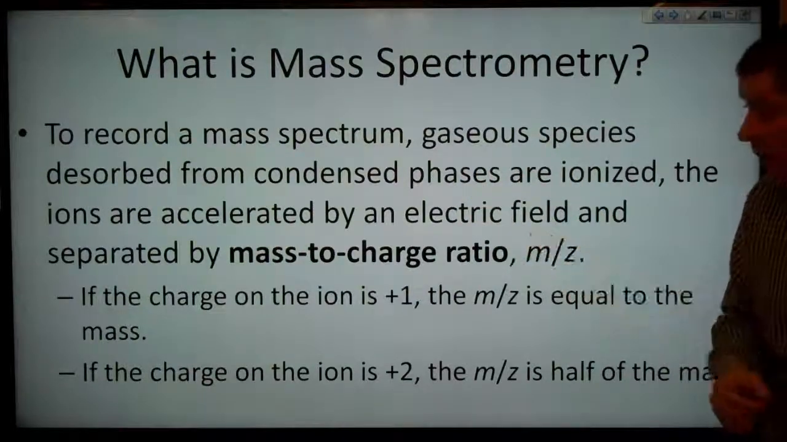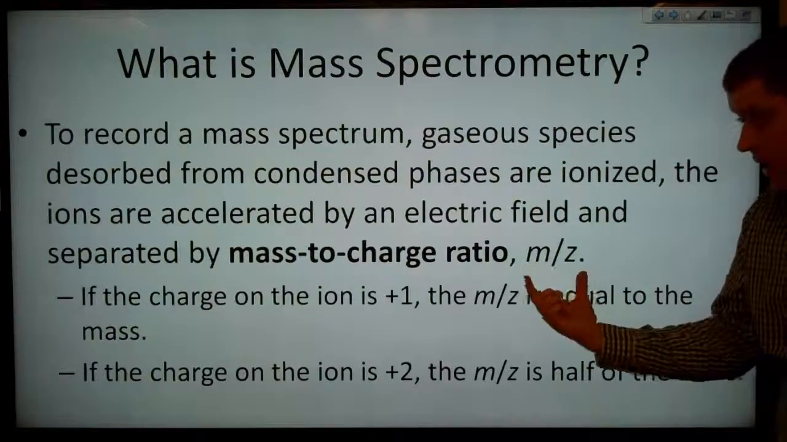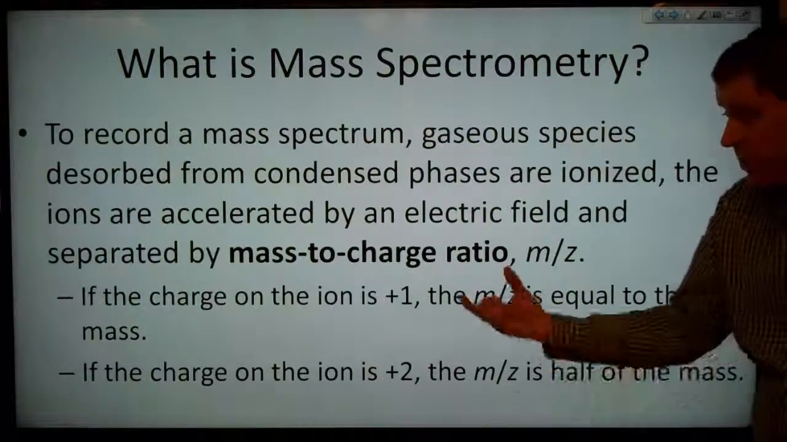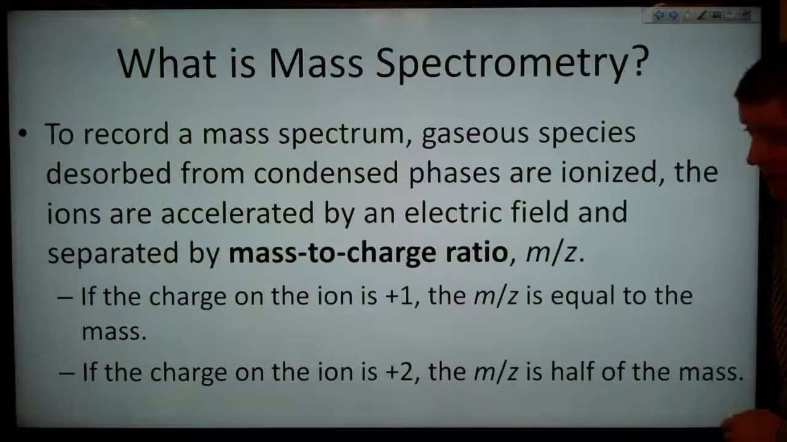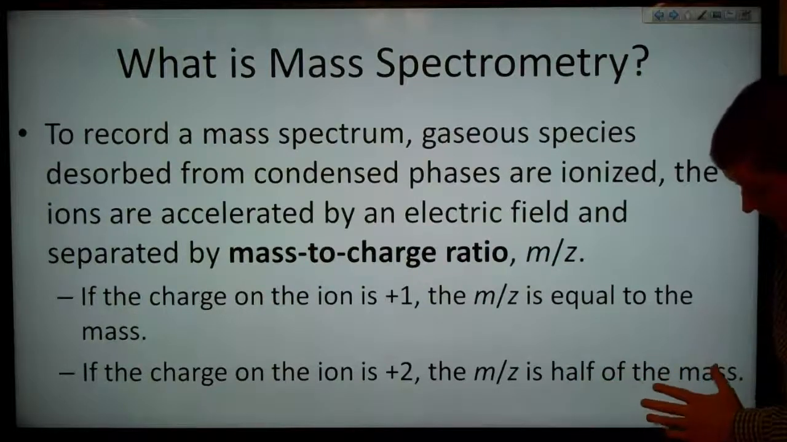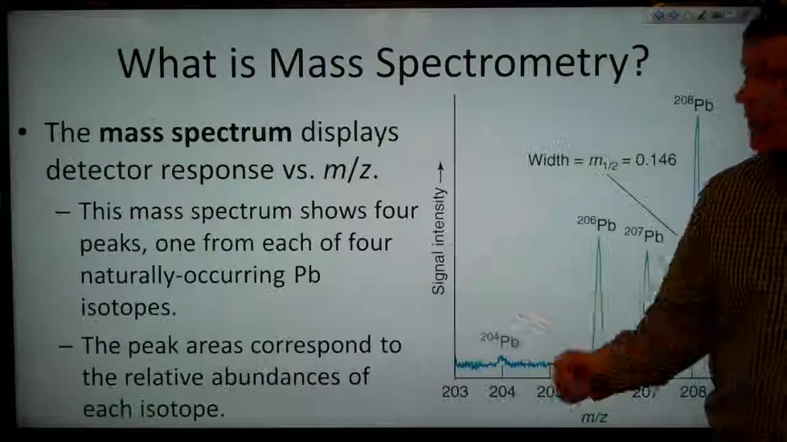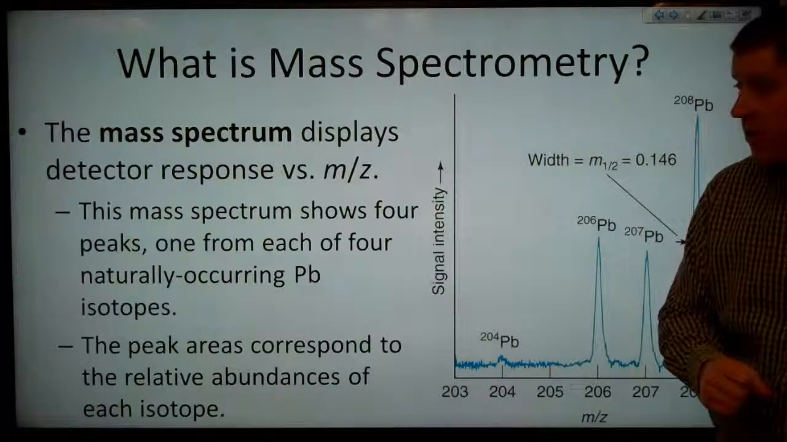The ions are then accelerated by an electric field and separated by a mass-to-charge ratio, m/z. So if the charge on the ion is +1, then the m/z is equal to the mass. If the charge on the ion is +2, then the m/z is half of the mass. So the mass spectrum displays detector response as a function of mass-to-charge ratio.